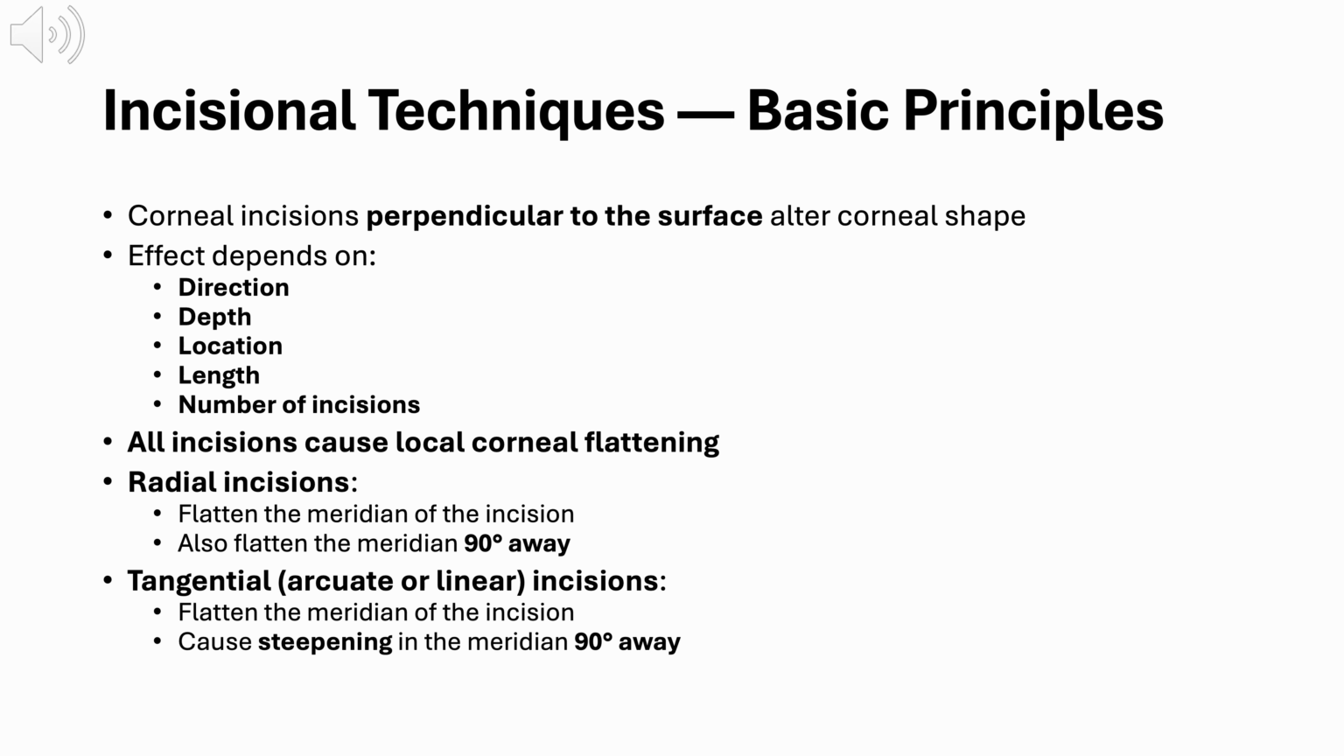What differs is how that flattening affects the rest of the cornea. With radial incisions, the meridian of the incision itself flattens, and there is also flattening in the meridian 90 degrees away. This produces a more symmetric redistribution of corneal curvature. Tangential or arcuate incisions behave differently. They flatten the meridian of the incision, but instead of flattening the perpendicular meridian, they cause steepening 90 degrees away. That opposing effect is why arcuate incisions are particularly useful for managing astigmatism. Understanding these directional effects is critical because small changes in incision placement can produce very different refractive outcomes.